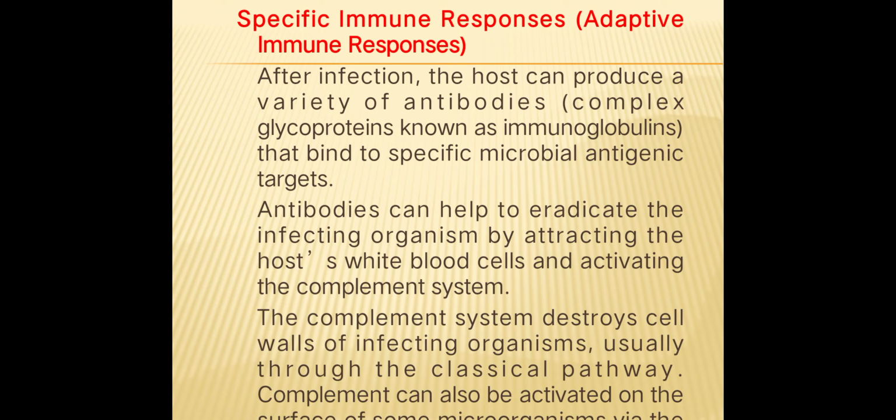We will see about the specific immune responses, that is the adaptive immune responses. These responses are carried out by WBCs called lymphocytes. After infection, the host can produce a variety of antibodies, which are glycoproteins commonly known as immunoglobulins, that bind to the microbial antigenic targets. Antibodies can help to eradicate the infecting organism by attracting the host WBCs and activating the complement system. The complement system destroys cell walls of infecting organisms usually through the classical pathway. Complement can also be activated on the surface of the cell.